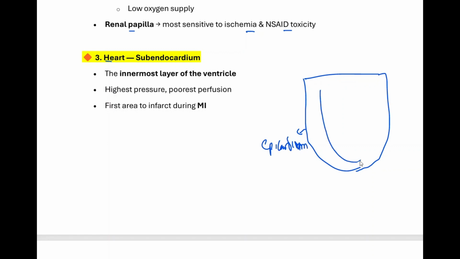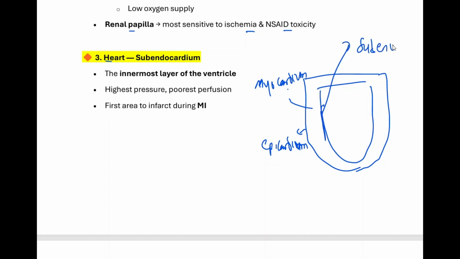And then followed by that, we have the what? We have the myocardium, right? And the inner part, which is lining the heart, is going to be our subendocardium. When you look at the way the blood comes in, the coronary artery is what supplies the heart, and the blood comes from outside. So if the blood is moving this way, that means the area that will be farthest from the blood supply is going to be the subendocardium, which is the innermost layer of the ventricle.